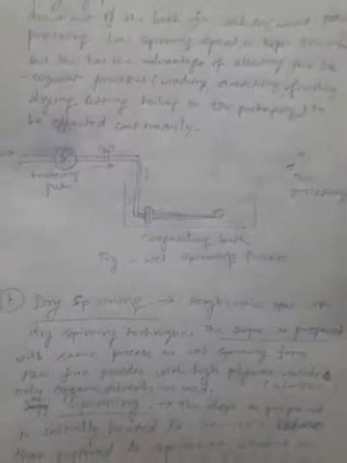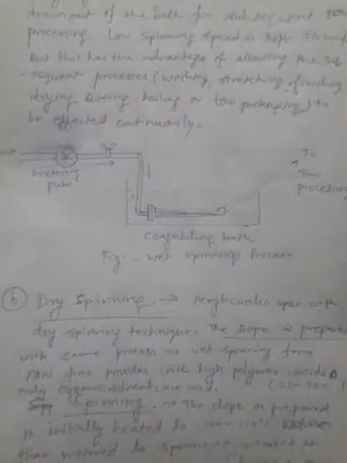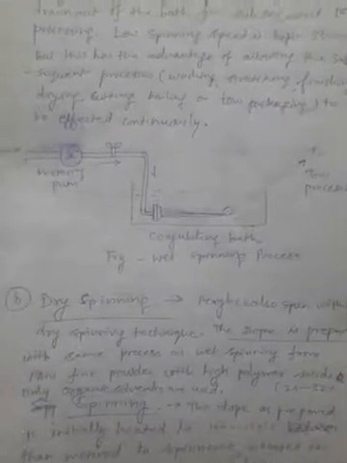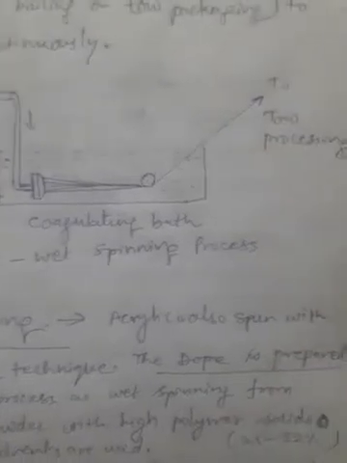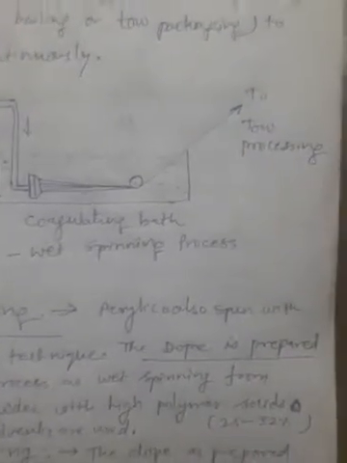You can see here the diagram for wet spinning. Here a metering pump and valve, and you can see here the coagulating bath, and finally, as the filament is formed, it goes for the post spinning operations, that is the tow processing.